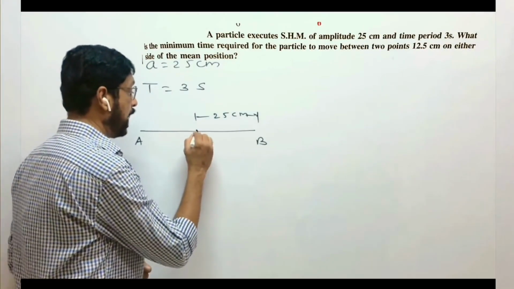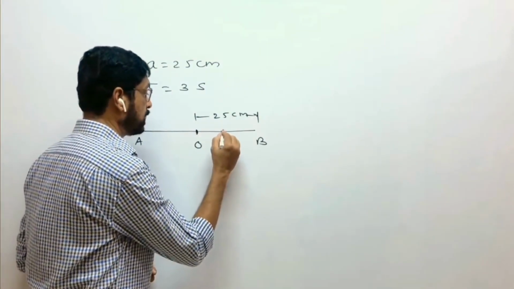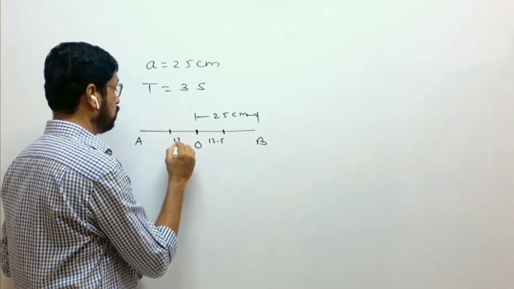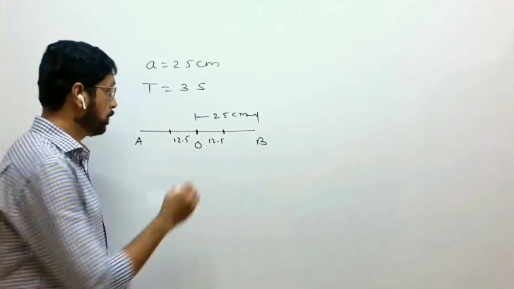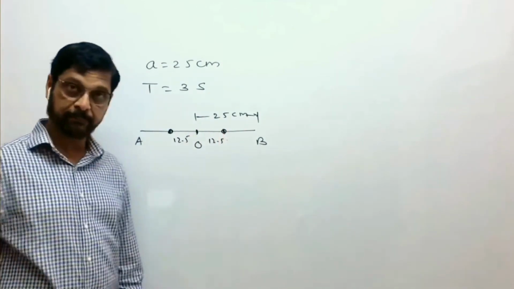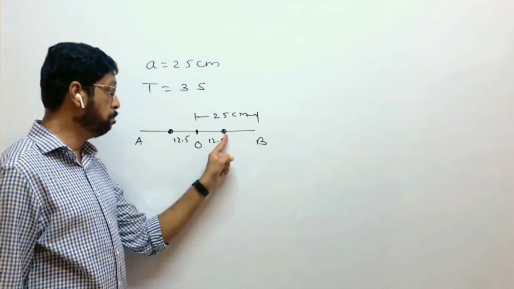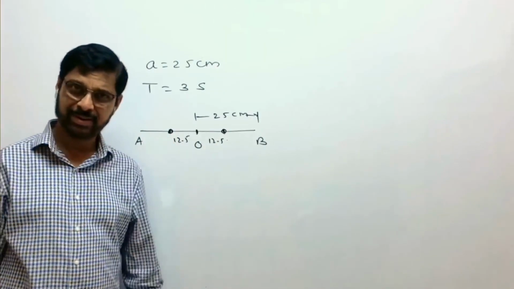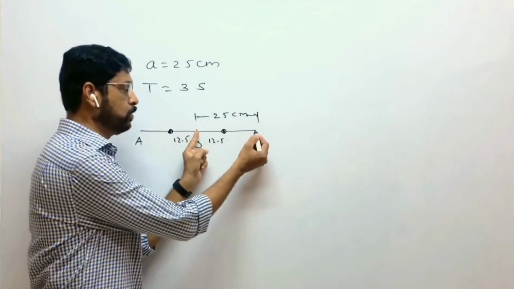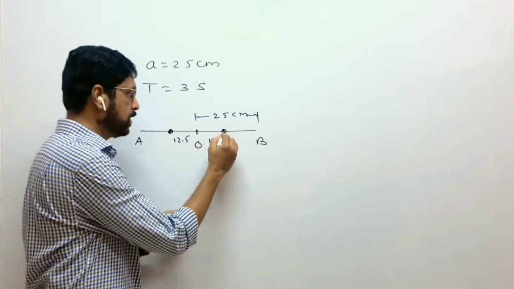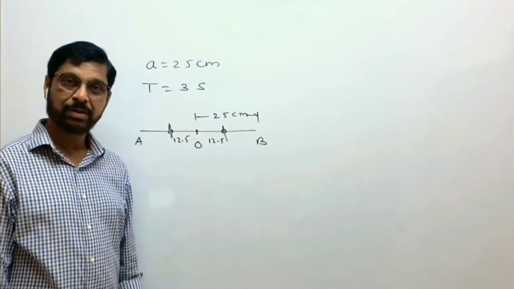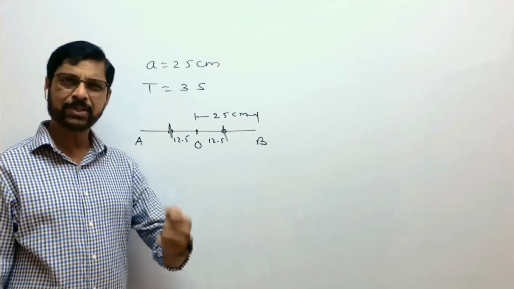मतलब यहाँ से mean position की इस साइड 12.5 सेंटीमीटर और इस साइड 12.5 सेंटीमीटर. मतलब यहाँ से यहाँ तक जाने के लिए और यहाँ से यहाँ तक जाने के लिए. मतलब mid to mid. Simple. The time taken from mid to mid, because amplitude is 25, 12.5 means this point is mid. So time taken from mid to mid. Very simple. कुछ लिखने की भी आवश्यकता नहीं है यहाँ पर.